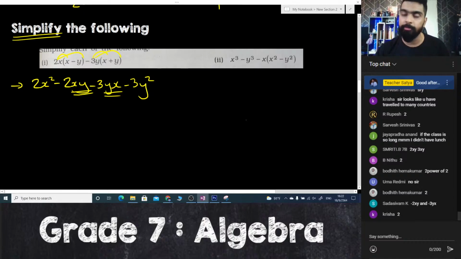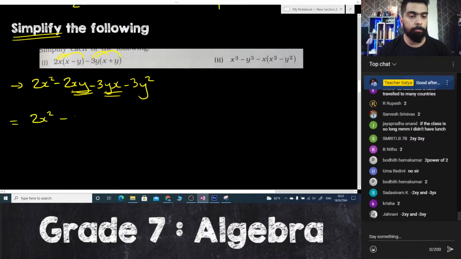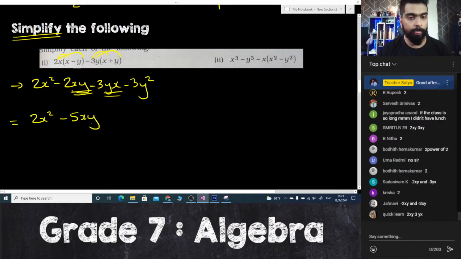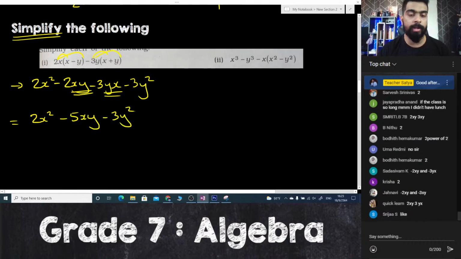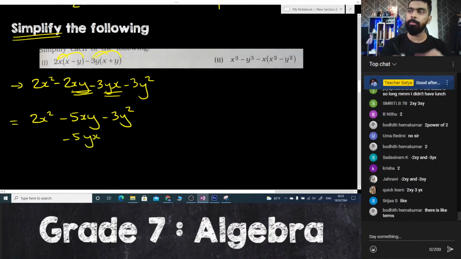Sadasivam, very good. All right. So we can add them up. Minus 2xy minus 3yx will give us minus 5xy. So the answer is 2x squared minus 5xy minus 3y squared, right? This minus 5xy, you can also write as minus 5yx. However you write it, it will be the same. All right, guys?